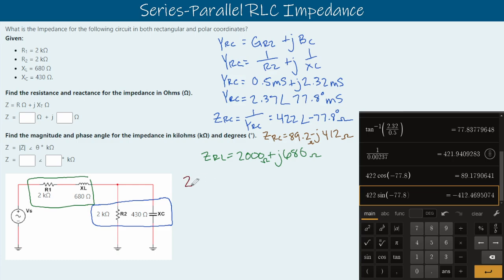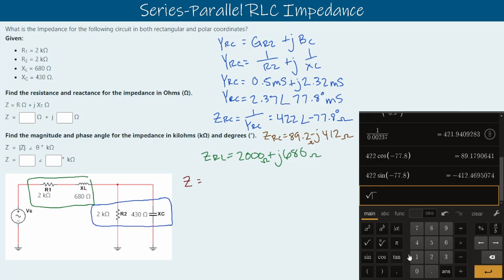We'll say that our Z is equal to, and we'll plug that into our triangle equation. 2000. We'll add them up. We'll combine like terms. We'll say that we have 2000 plus 89.2 gives us 2089. And then we will track the other two here.